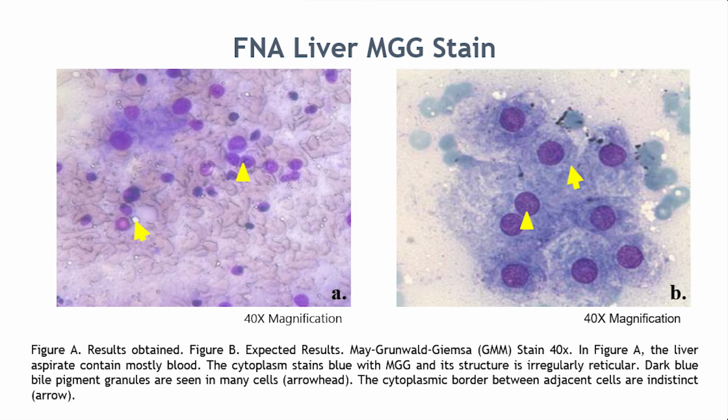In figure A, we can observe that the central parts of smears prepared from the normal liver aspirate contain mostly blood. Besides, from both of the slides, we can observe that the cytoplasm stains blue with MGG stain and its structure is irregular reticular. Dark blue pigment granules can then be seen in many cells, as shown with the arrowhead. Furthermore, the cytoplasmic border between the adjacent hepatocytes is not distinct, as shown by the arrow.